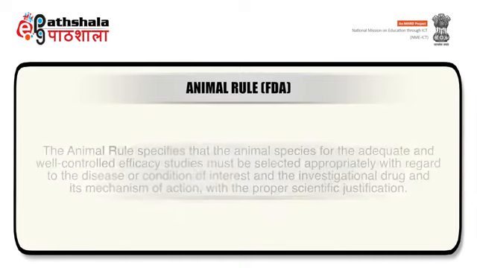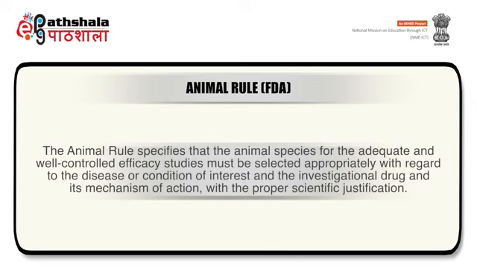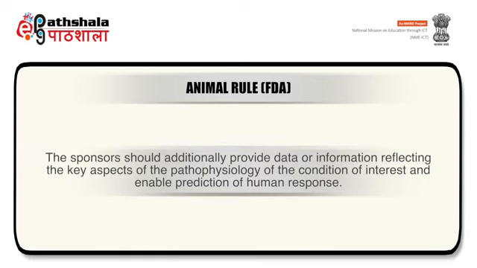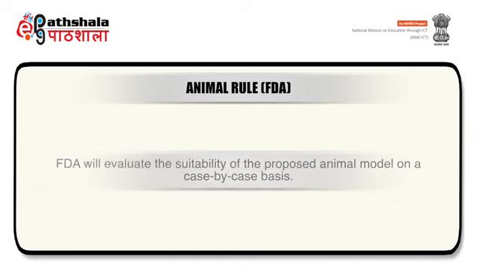in humans. The Animal Rule specifies that the animal species for the adequate and well-controlled efficacy studies must be selected appropriately with regard to the disease or condition of interest, the investigational drug and its mechanism of action, with the proper scientific justification. The sponsor should additionally provide data or information reflecting the key aspects of the pathophysiology of the condition of interest and enabling prediction of human response. FDA will evaluate the suitability of the proposed animal model on a case-by-case basis.